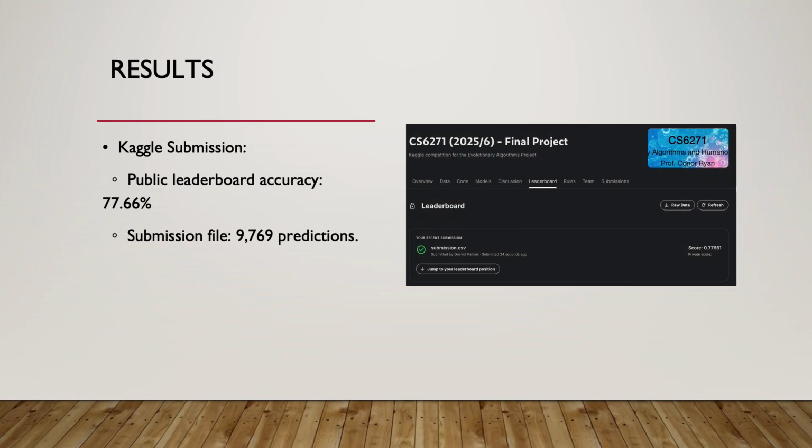For this project, the key evaluation was carried out through Kaggle's leaderboard system. After generating the submission file using genetic programming, the model was scored on Kaggle's public leaderboard, which uses half of the test set. The best individual achieved a public accuracy of 77.66%, placing competitively among other submissions. This result demonstrates that the evolved symbolic model was able to generalize effectively beyond the training data.